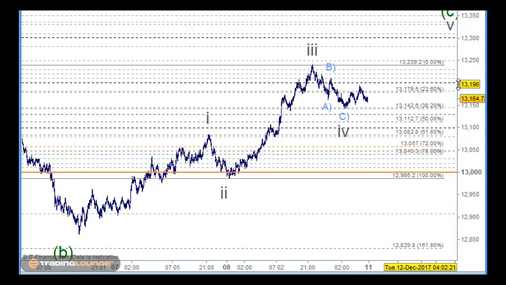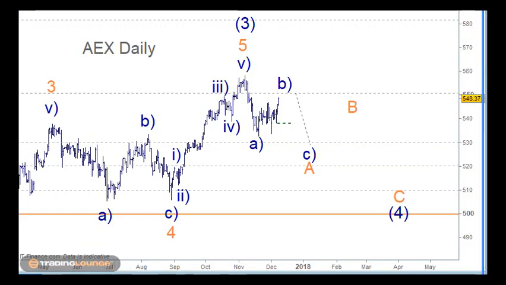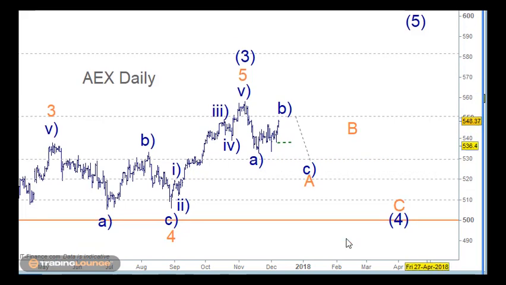If you're looking for a long trade here, then again the 13,200 as a tested support would be a catalyst for the upside. This is also much the same for the AEX as well here. So just on the daily chart, you can see that we've got the same pattern here.